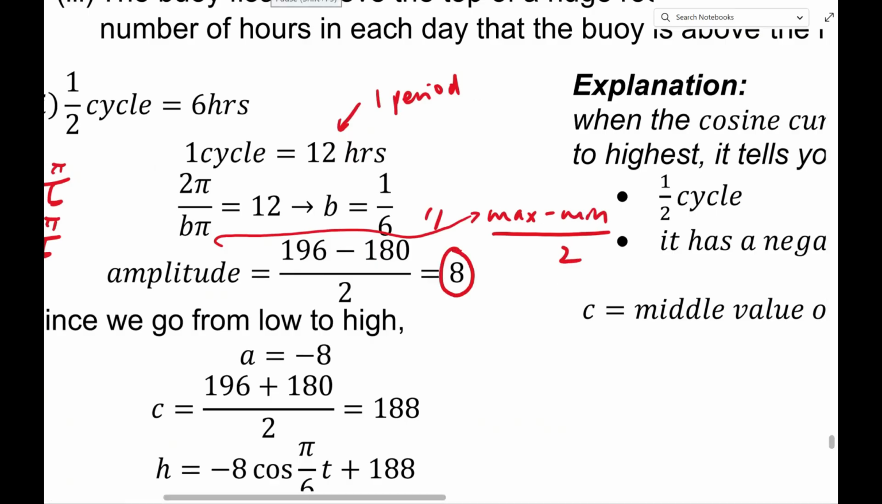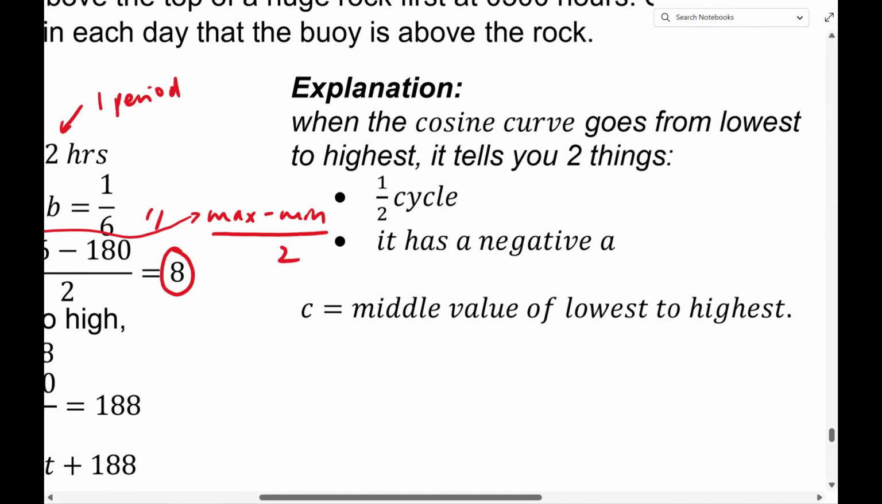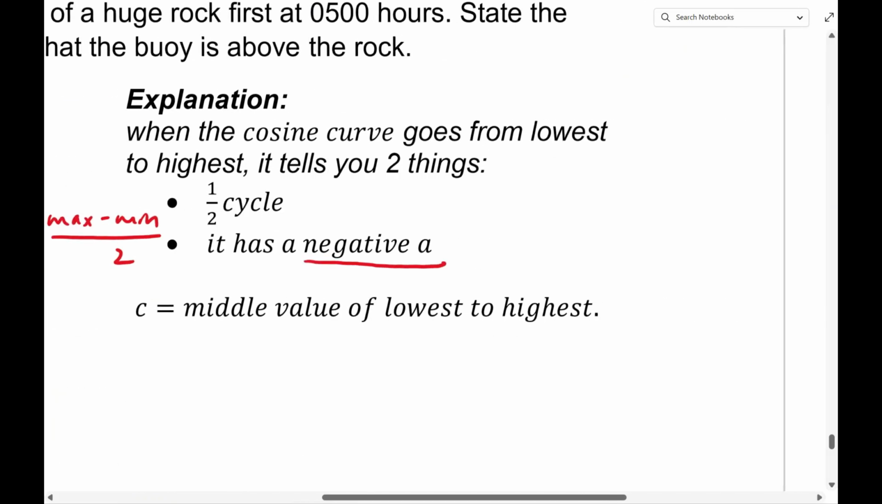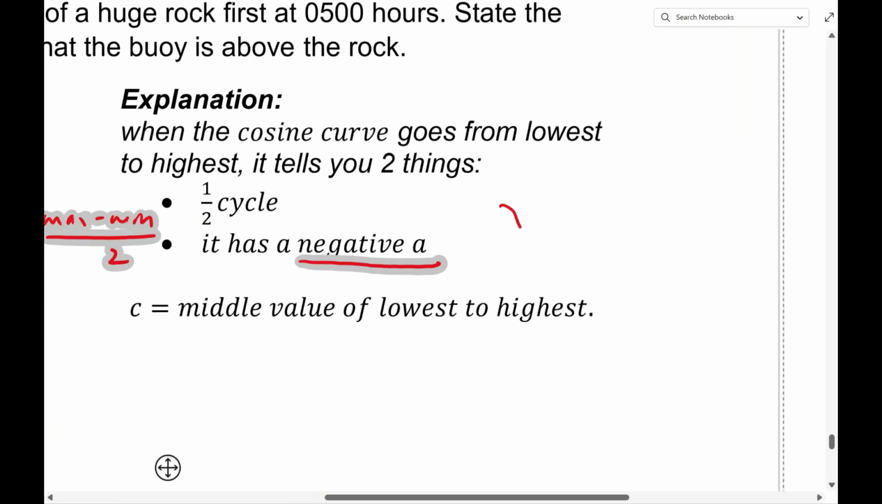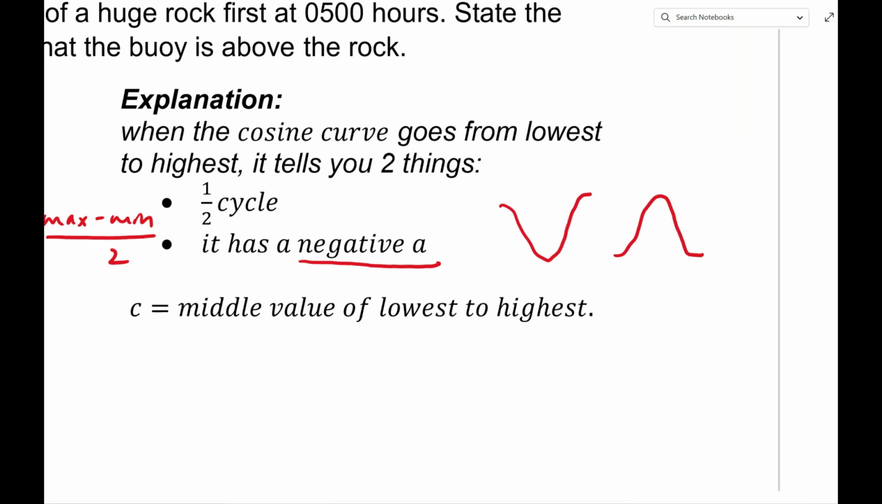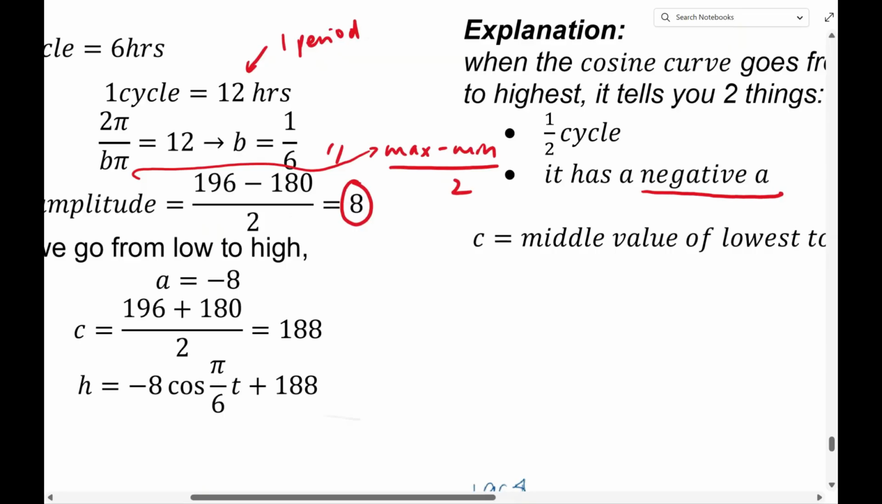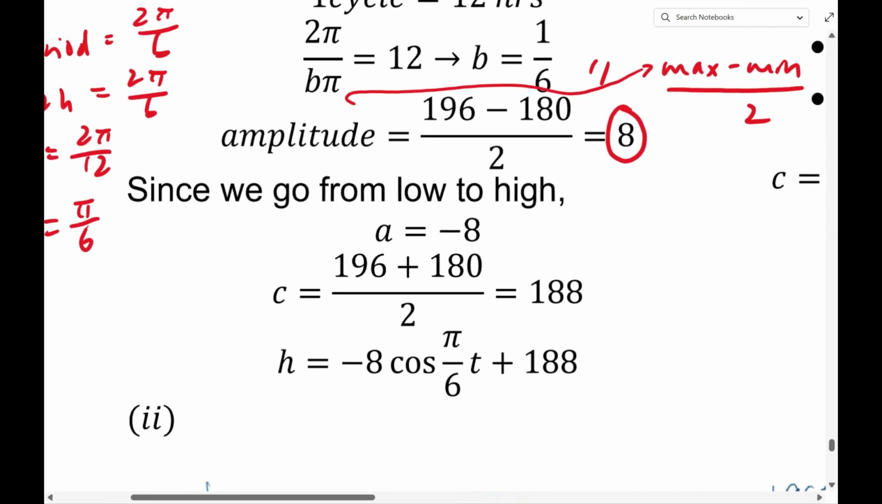However, it doesn't stop there. When the cosine curve goes from lowest to highest, it also tells you that it has a negative A, because a positive cosine curve looks like this. But when it goes from lowest to highest, you'll see that the curve is now upside down. This is a negative cosine curve. Therefore, the sign of A has to be a negative sign. So we just add a negative sign in front of 8 and you get our A, negative 8.